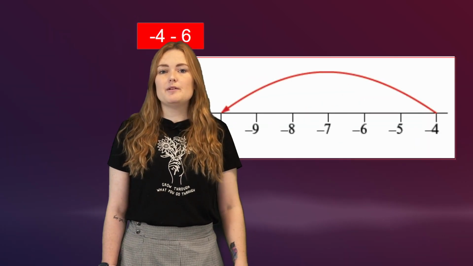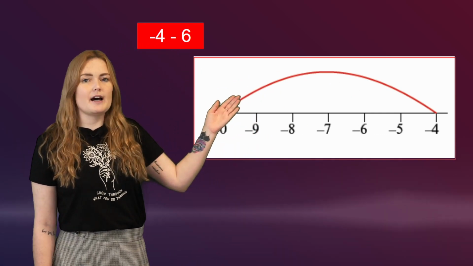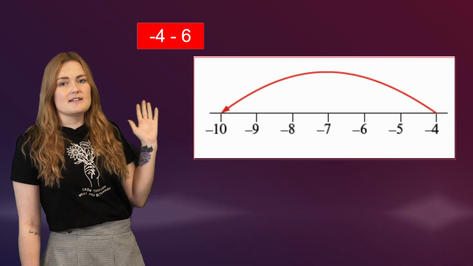Another example, minus 4 take away 6. So we're starting at minus 4 on the number line, and we have to go back 6. So that gets us to negative 10.